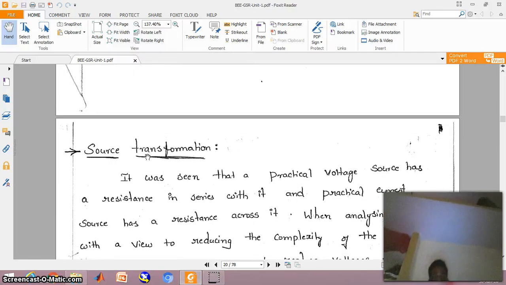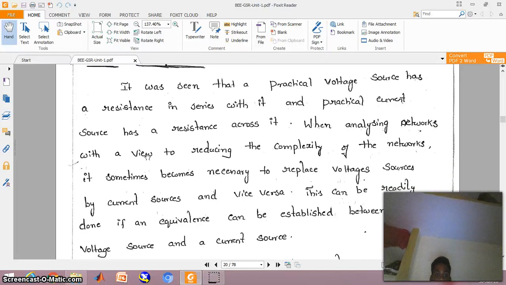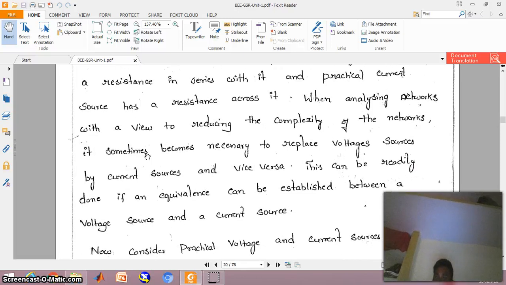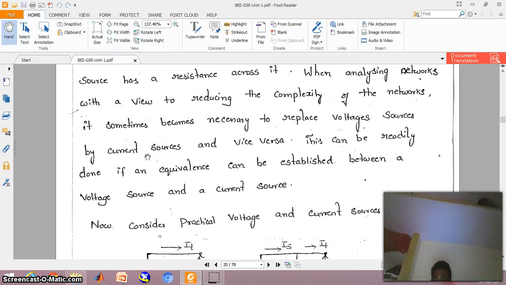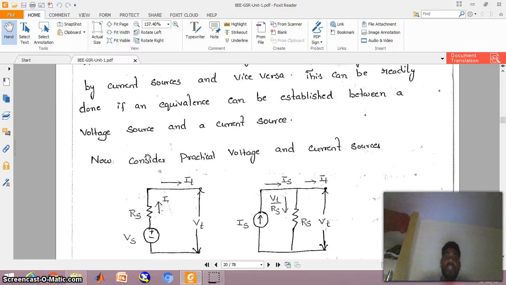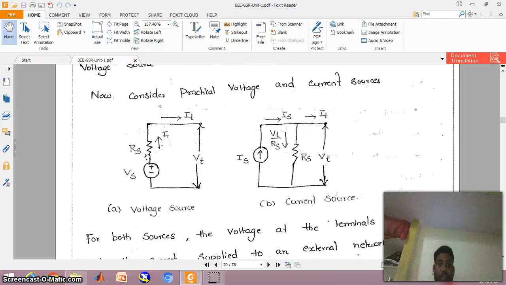Next, source transformation. It was seen that a practical voltage source has a resistance in series with it and a practical current source has a resistance across it. When analyzing networks with a view to reducing the complexity of the networks, it sometimes becomes necessary to replace a voltage source by a current source and vice versa. This can be readily done if an equivalence can be established between a voltage source and a current source.